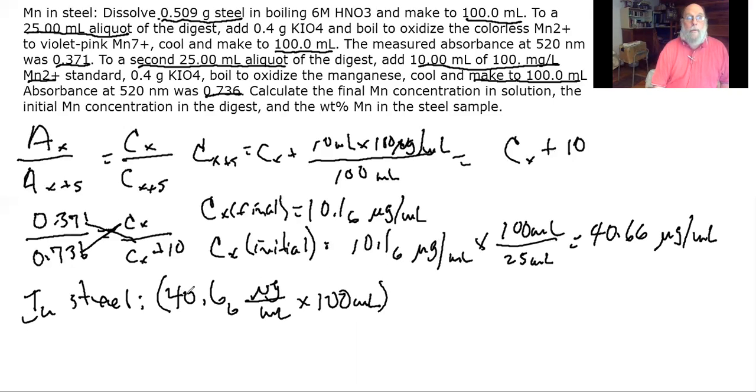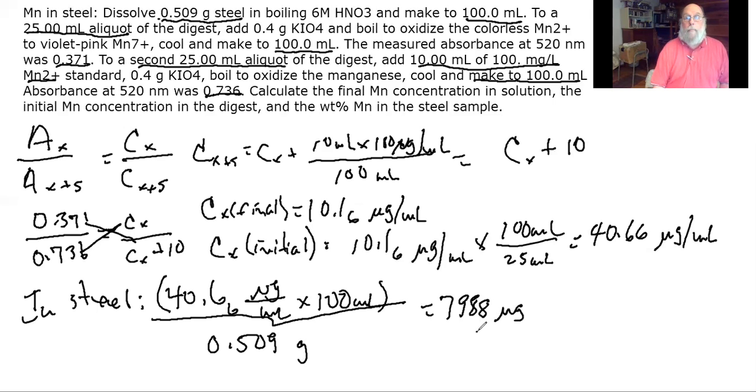And that gives us micrograms, and it's 0.509 grams. And that turns out to be microgram per mL times mLs gives us micrograms, microgram per gram. And that's 7988. That's microgram per gram or part per million.